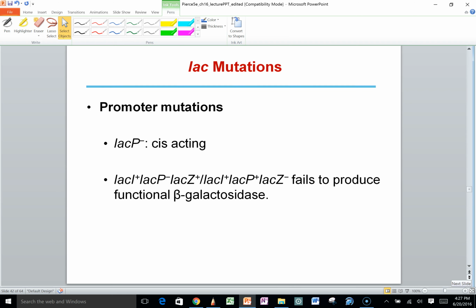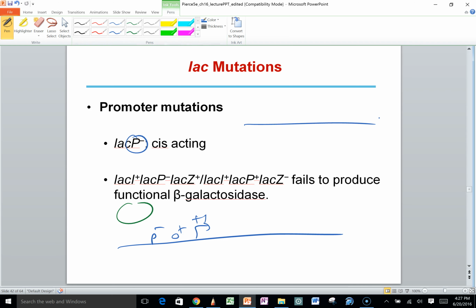These are pretty simple. If you have a promoter mutation, then RNA polymerase can't bind. And if RNA polymerase can't bind, you can't transcribe the gene. It doesn't matter what's going on anywhere else. And it's cis-acting, meaning if you have something like this, everything else is normal.